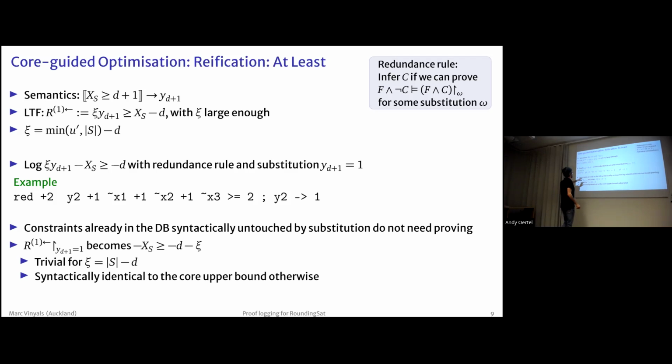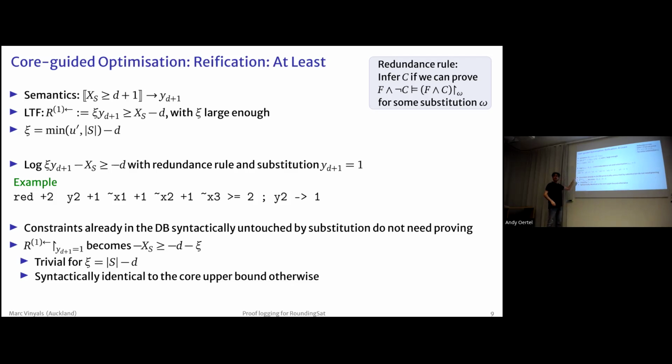So first, let's look at what happened to constraints that were already in the database. Right? So remember, what we want to do is show that we can infer this thing on the right-hand side from our left-hand side. So let's take a constraint that was in the original database. Now we have applied this substitution that sends y d plus 1 into 1. But the original constraint didn't have that variable, so nothing changed. So of course, f implies f. Nothing happened. Okay, so that's easy.